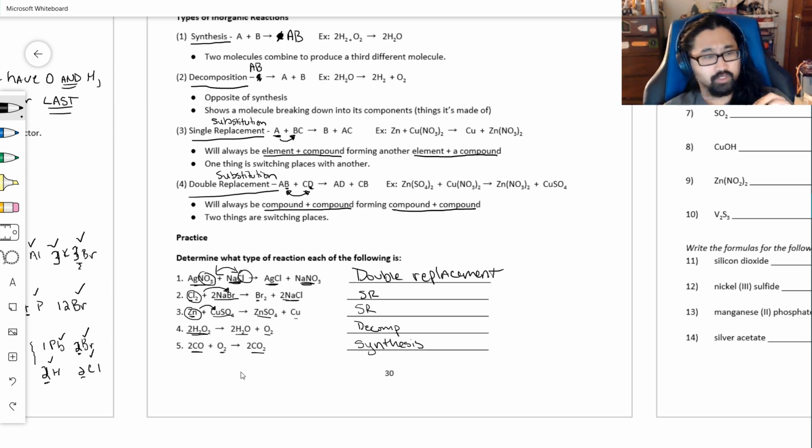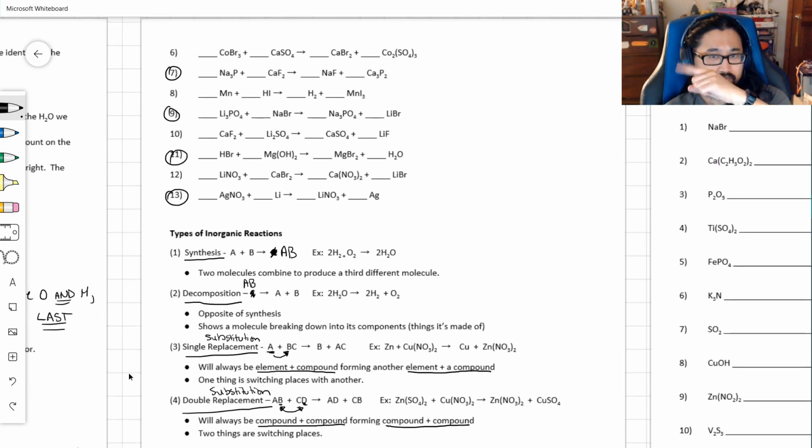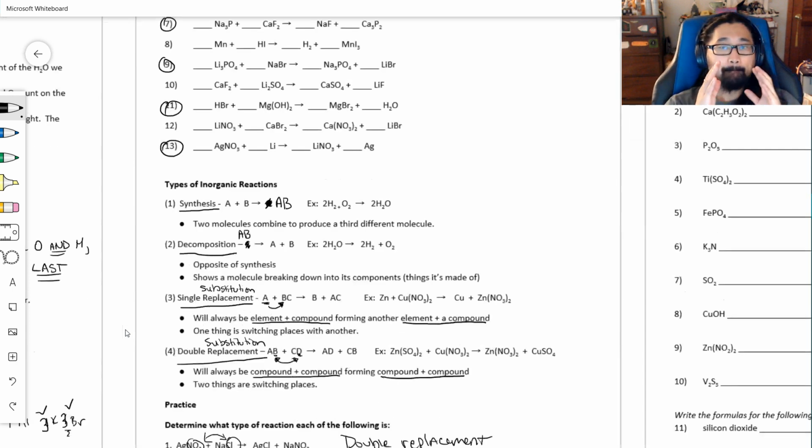Now, I'm doing all this practice, especially the practice with the balancing stuff, because I think that's a little more difficult. But I want to do a quiz on balancing and types of equations towards the end of next week. So I'm thinking like F day.